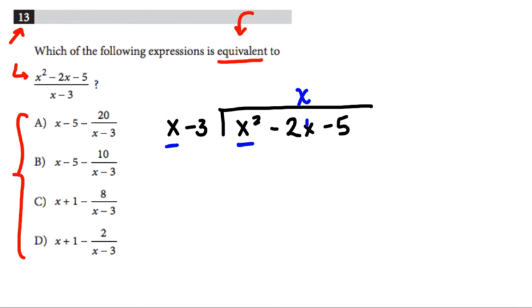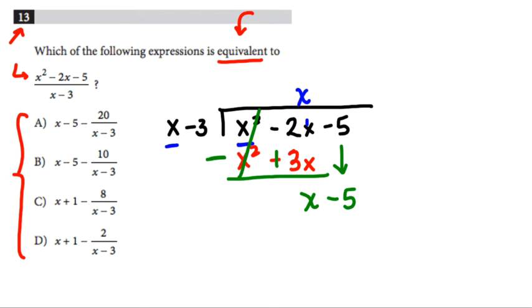So that means I'm going to get x times x, which gives me x squared, x times negative 3, that gives me negative 3x. Then I subtract the whole quantity. So by subtracting, this becomes negative, this becomes positive. So the x squareds cancel, and you'll get just x. Negative 2x plus 3x gives me x. I'm going to bring down the negative 5.